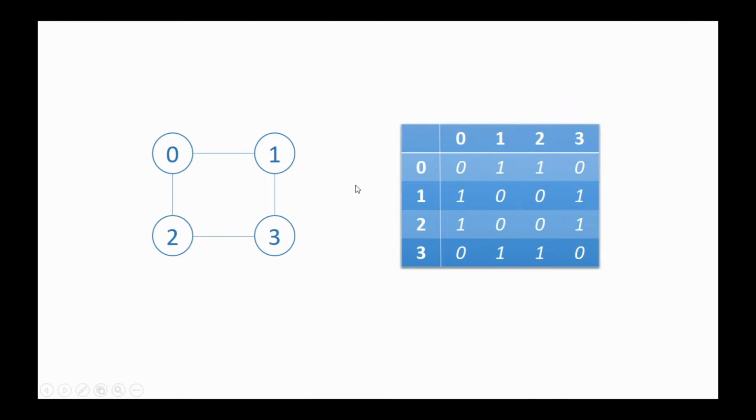For those of you who don't know what an adjacency matrix is, it is basically a 2D matrix which tells whether a vertex in a graph is adjacent to another vertex or not. As you can see here, 0 is adjacent to 2 and 1. In the table of 0, you can see that 0 has a value of 0 and 3 has a value of 0, but 1 and 2 have a value of 1, because they are directly adjacent to 0.